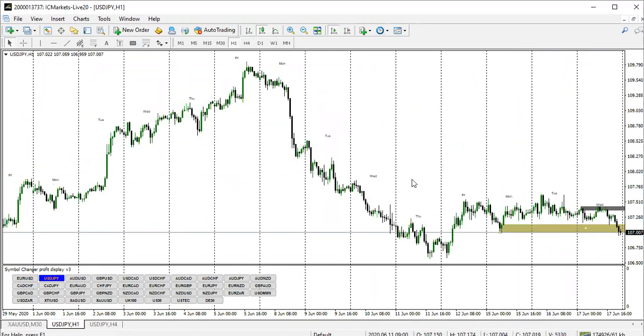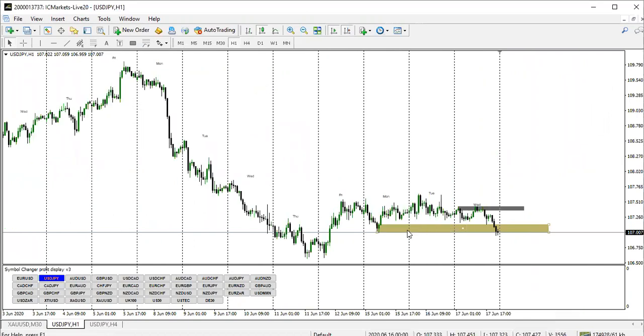Then for USD JPY, this is our H4 zone, and this is the H1 zone. As you can see, the H1 zone really played out. So let's see for the H4 if we have an entry pattern there. But for the H1, this really played out. As you can see, it really gave us an entry.